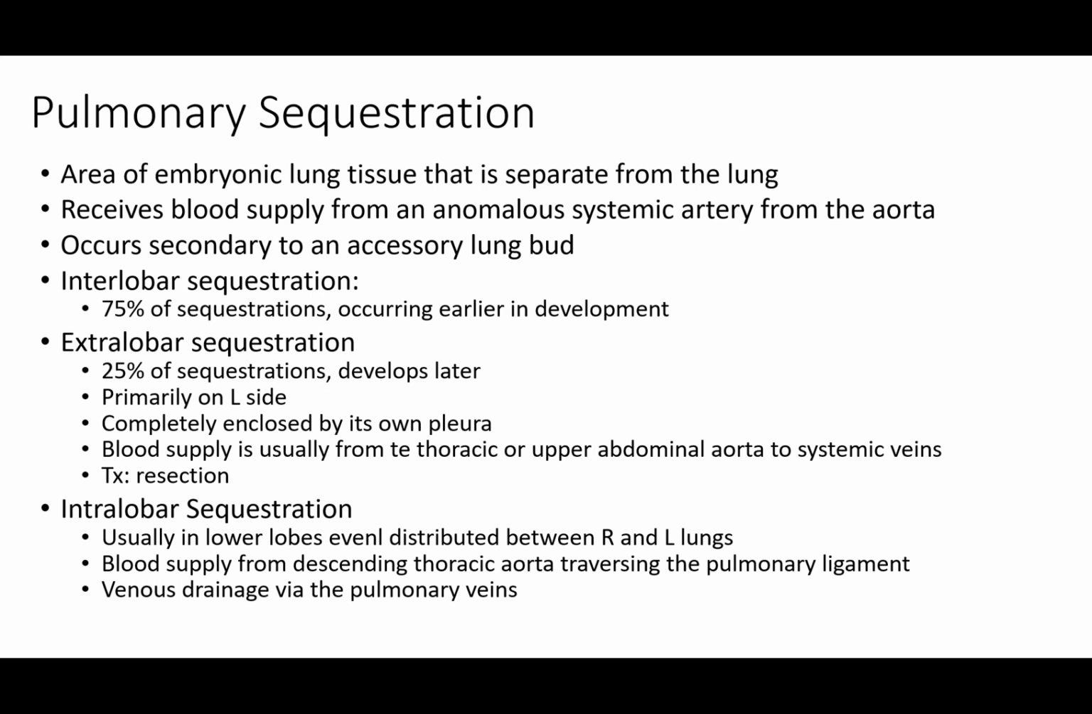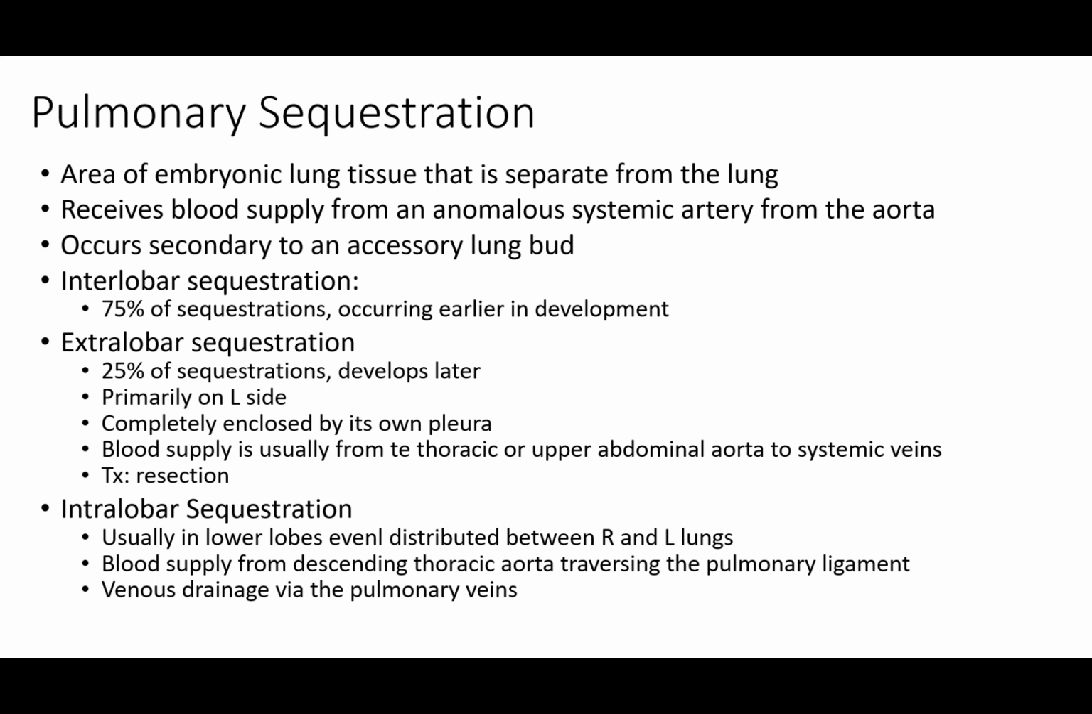These are primarily going to be on the left side, and they are completely enclosed by their own pleura. They look like a separate little lung right there. And the blood supply is usually from the thoracic or upper abdominal aorta to the systemic veins. And then you need to make sure that obviously you resect these.